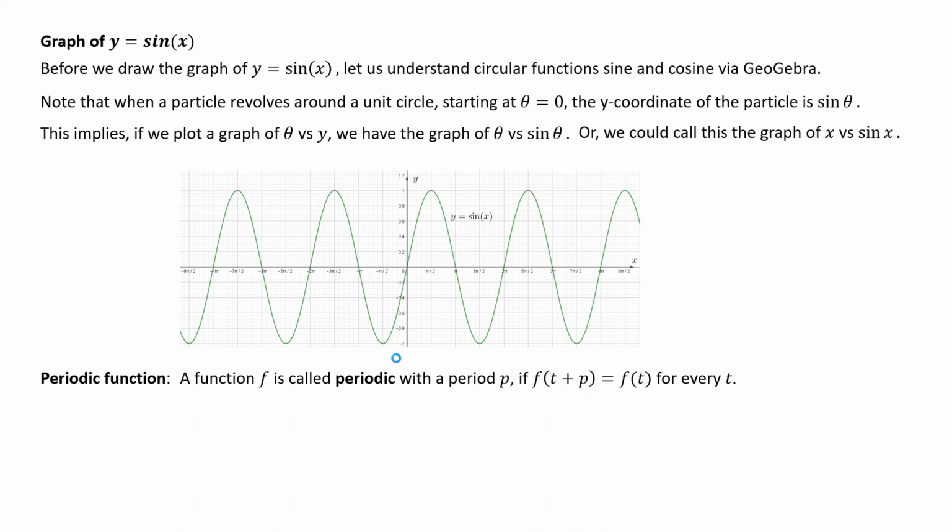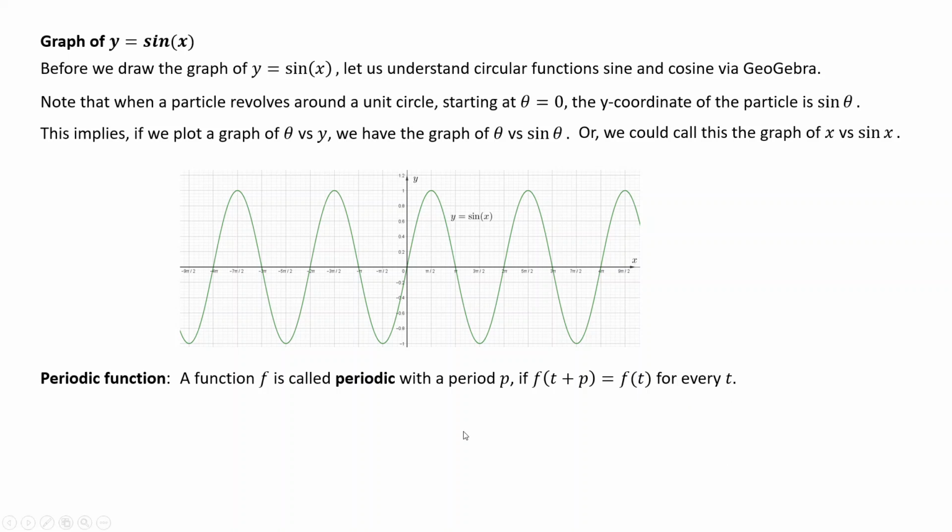So the definition of a periodic function is: a function f is called periodic with a period p if f of t plus p is equal to f of t for every t. We call a function f periodic if it so happens that f of t plus p is equal to f of t for every t. Or I could have said f of x plus p is equal to f of x for every x.